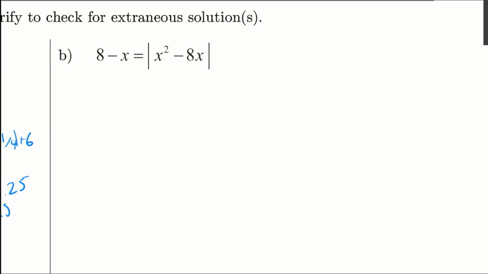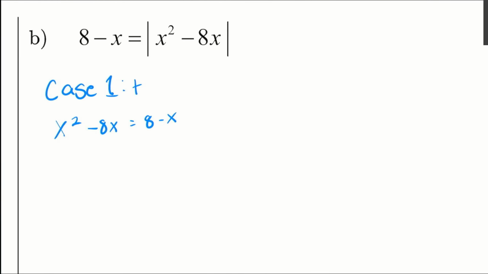So now moving on to this one. This one's a quadratic, so it might have around 4 solutions since we have 2 cases and each quadratic has 2 solutions. That will give us a net of 4 solutions, hopefully. So let's do case 1 and set this as positive. Our positive case here becomes x squared minus 8x is equal to 8 minus x, since we multiplied a positive 1 onto whatever's in our absolute value sign.